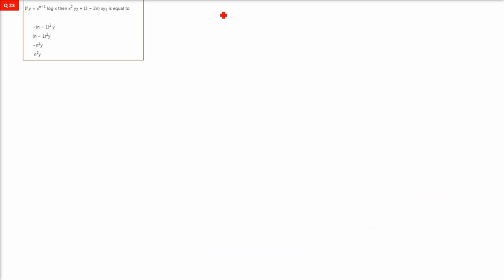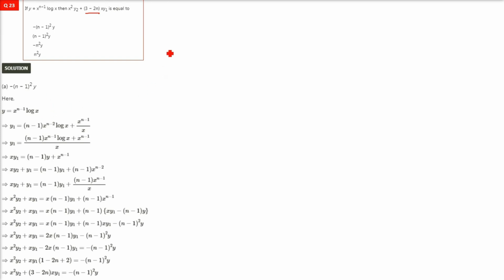Next is y is equal to x to the power n minus 1 log x, then x square into y2 plus 3 minus 2n into x y1 is equal to. So those who have already done a lot of questions and they are comfortable, they can go ahead with the reference I have provided. Those who want to follow, let us solve it.